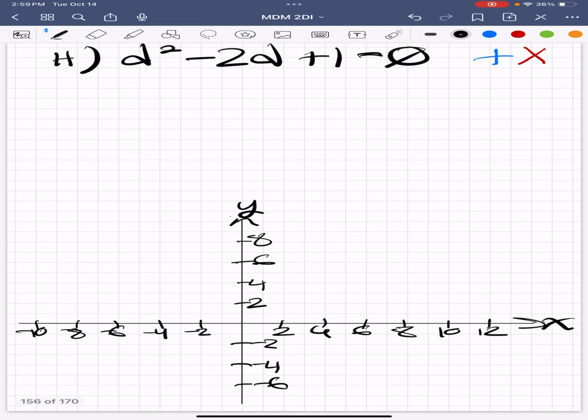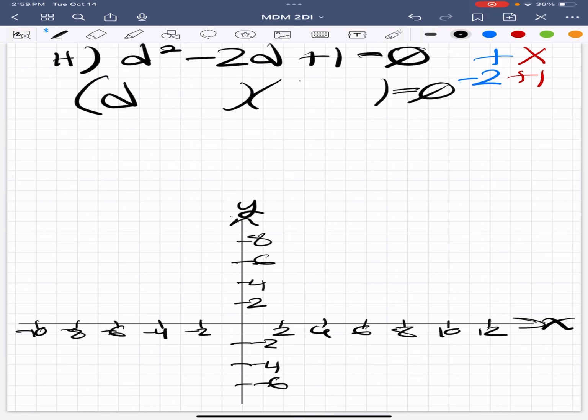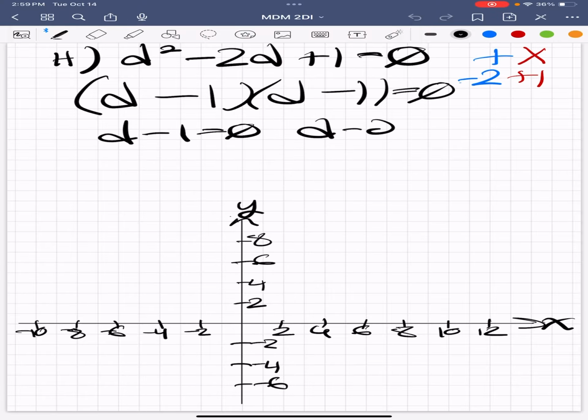And then we have H. We need two numbers that add to negative 2 and multiply to positive 1. So we need to get our brackets ready, equals 0. We have d and d, and then we have negative 1 and negative 1 as well. So for this one, we have d minus 1 equals 0, d minus 1 equals 0. And then we have d equals 1 and d equals 1. And that is our answer.